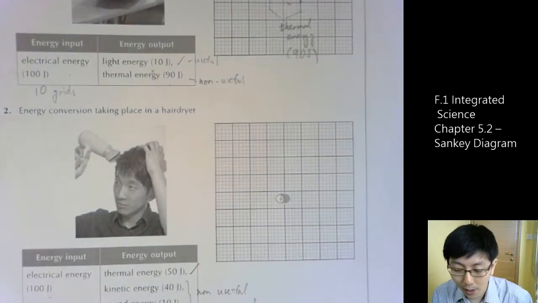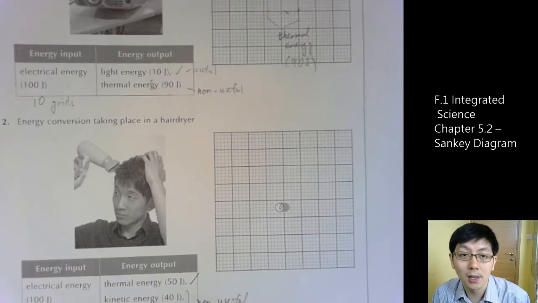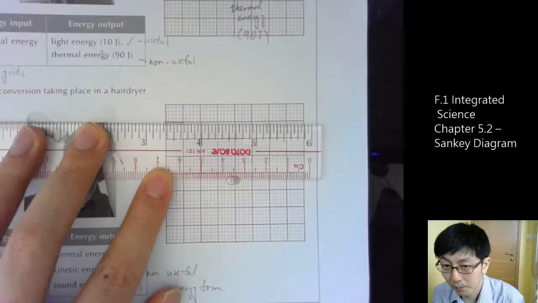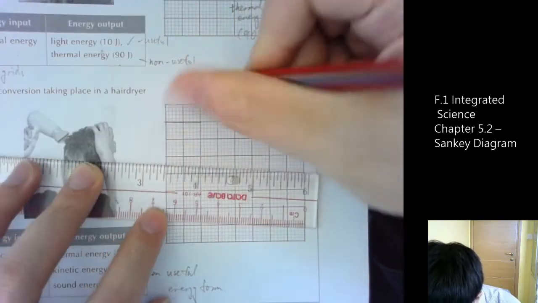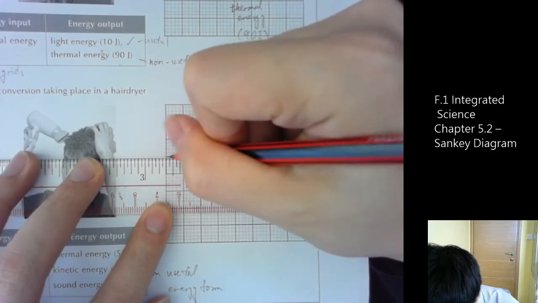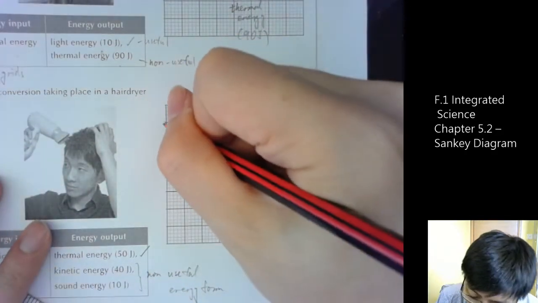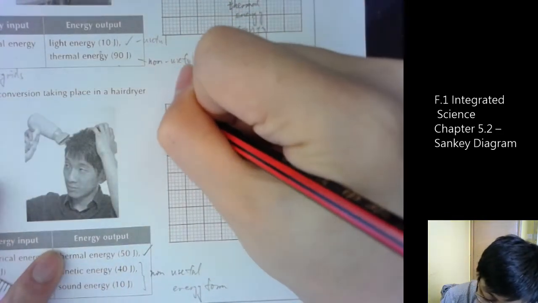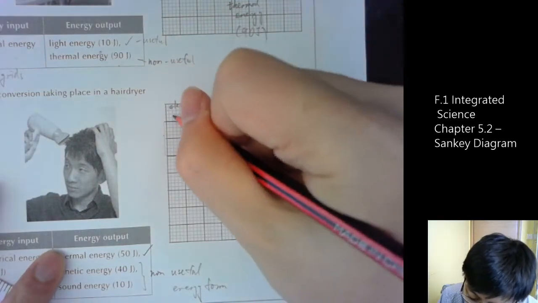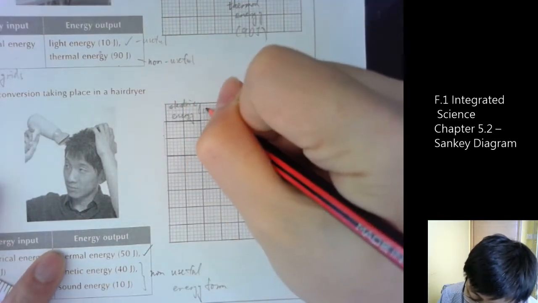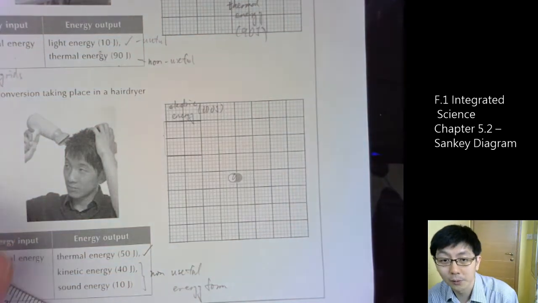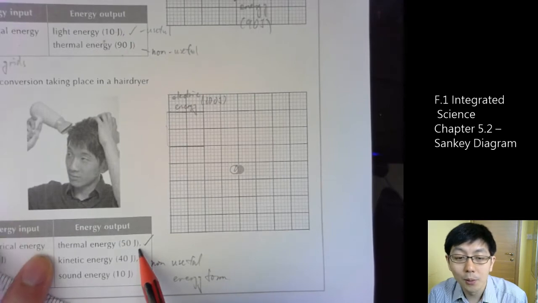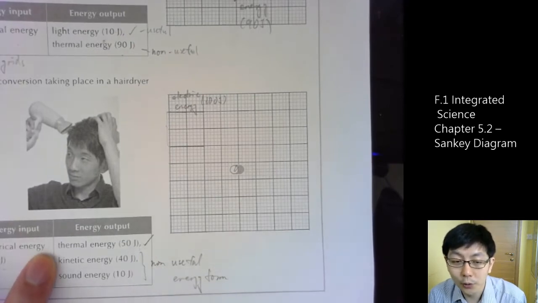Okay, so this time I will use 10 grids as the input energy, and I start to draw this diagram. So start from here first. Here will be 10 grids. This will be the electrical energy. So I'd better put the label first to make it clear. Electrical energy, 100 joule. And then usually I will start with the energy output, the useful energy output.